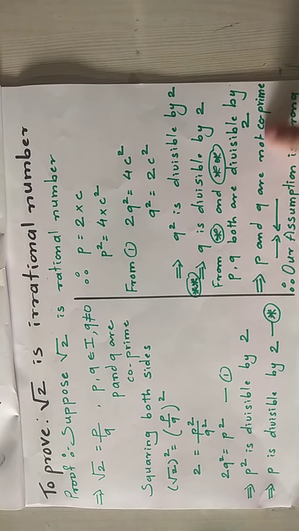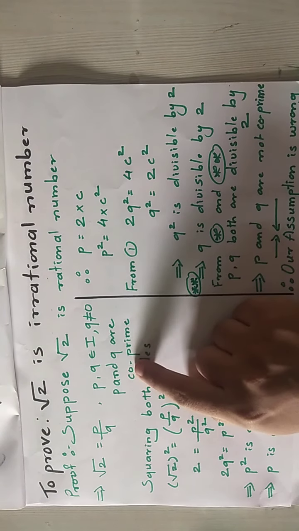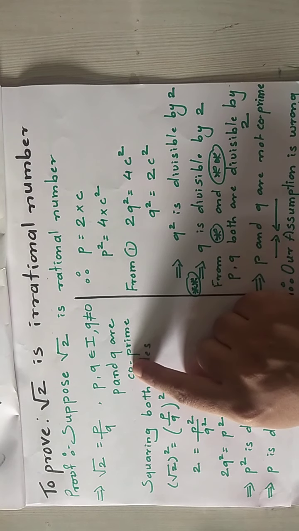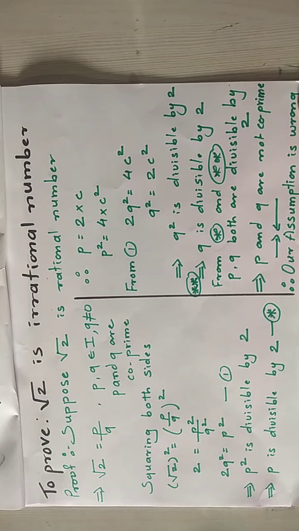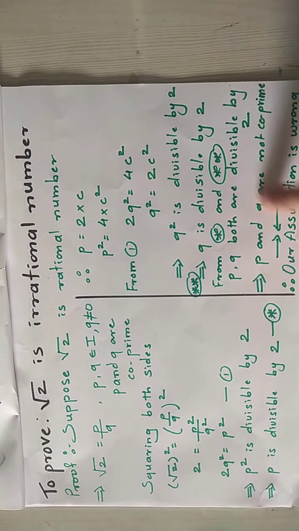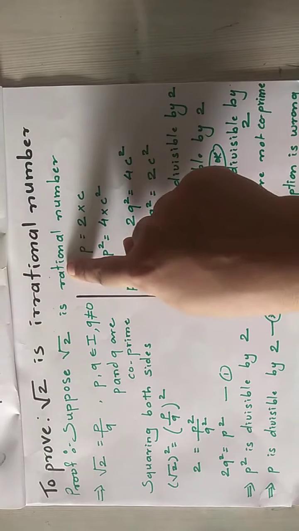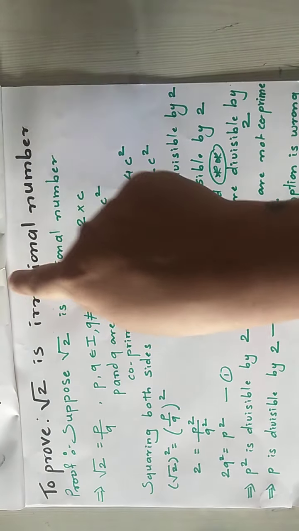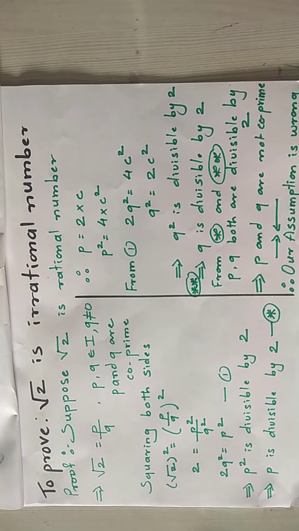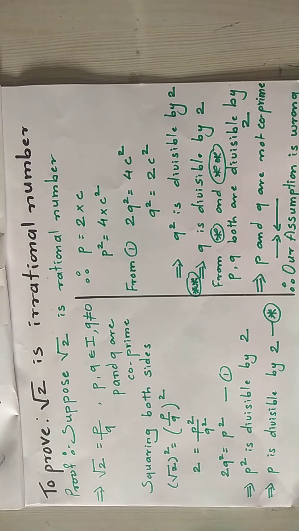So p and q are not co-prime. We got that they are not co-prime, but according to the rational definition it should be co-prime. Okay, so that means our assumption is wrong. What we have assumed, that root 2 is rational, is completely wrong. That means root 2 should not be rational. So what is the opposite of rational? Irrational. That means root 2 should be an irrational number. Therefore our proof is over. We get that root 2 is an irrational number.